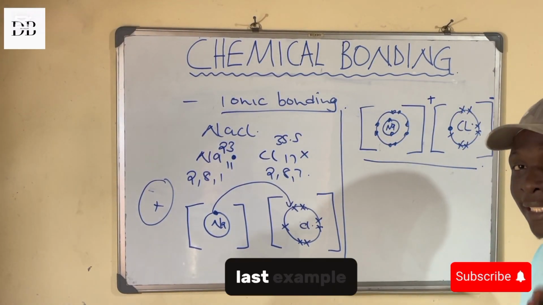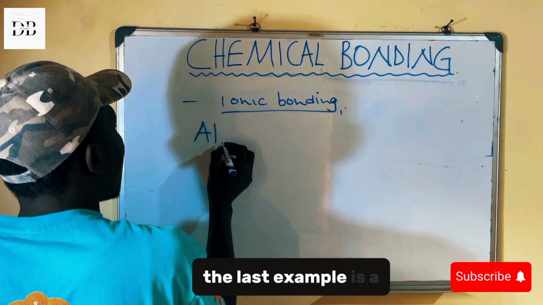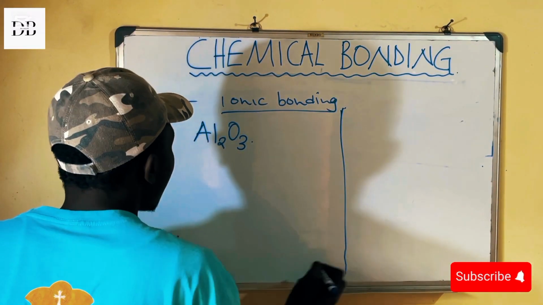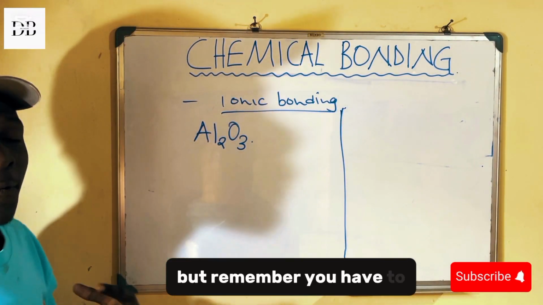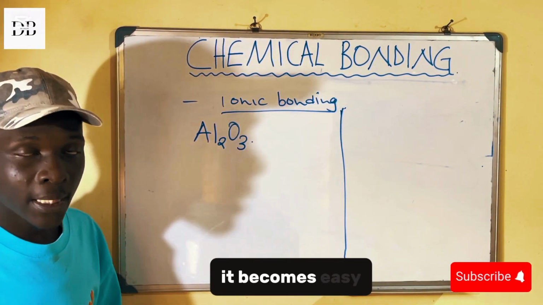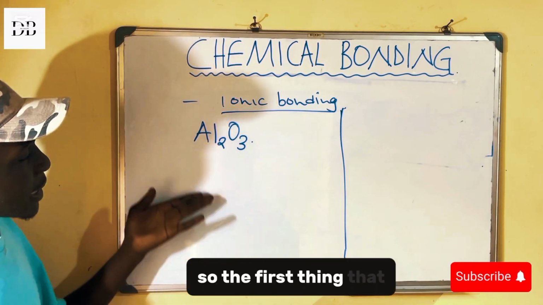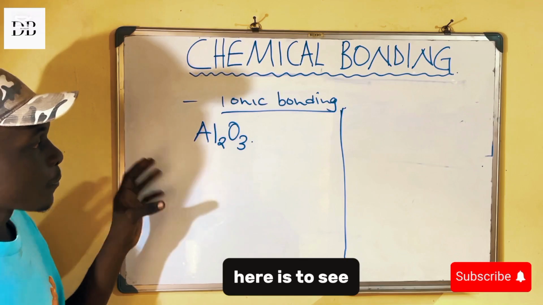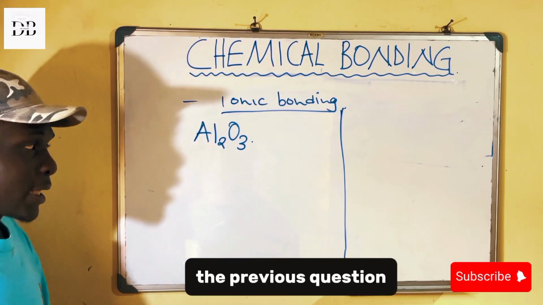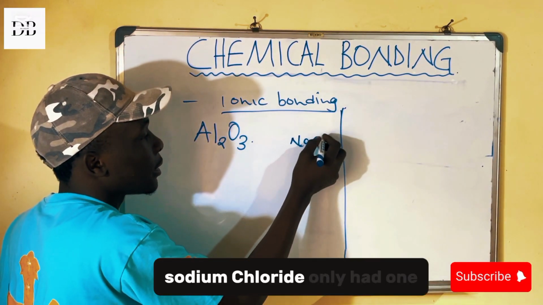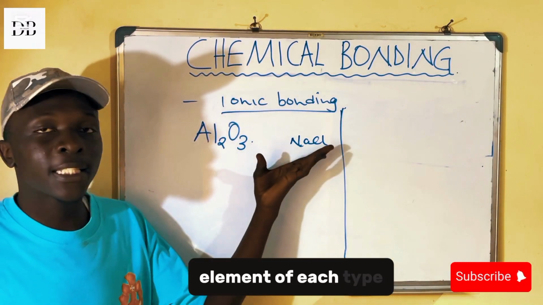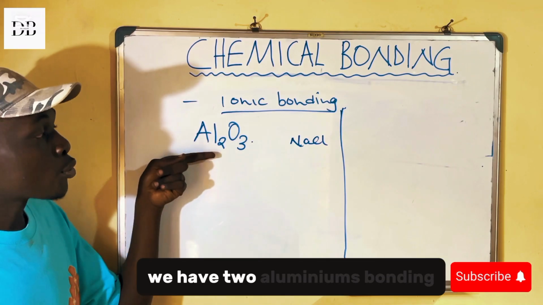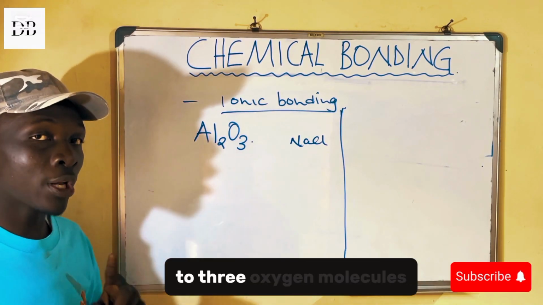Let us look at the last example. The last example is a bit complicated, which is aluminium oxide. But remember, you have to follow the same steps and it becomes easy. The previous question, sodium chloride, only had one element of each type, which made it very easy. But in this case, we have two aluminiums bonding to 3 oxygen molecules.